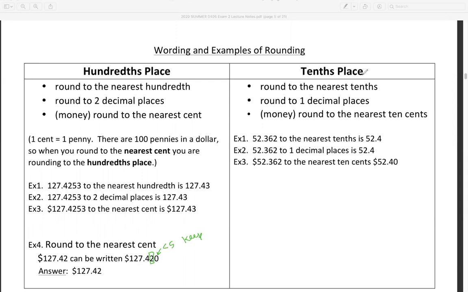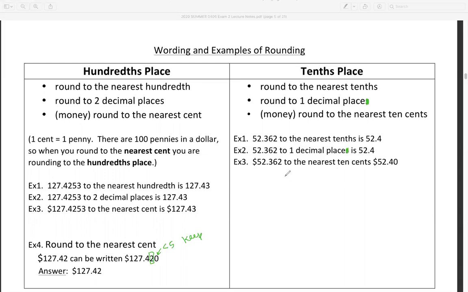All right, for the tenths place, they could just say round to the nearest tenth. They could say round to 1 decimal place. They could say, for money, round to the nearest 10 cents. Here we're rounding to the nearest tenth. The 3 is in the tenths place. So our answer is 52.4. Round to 1 decimal place, the answer is still 52.4.